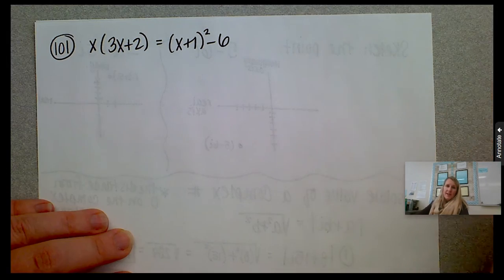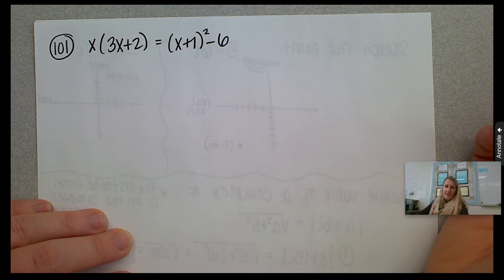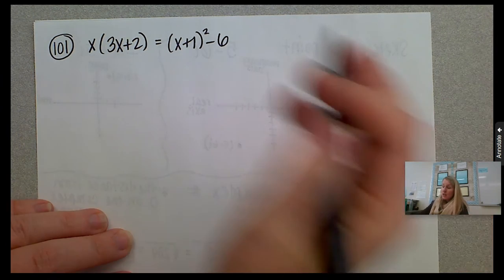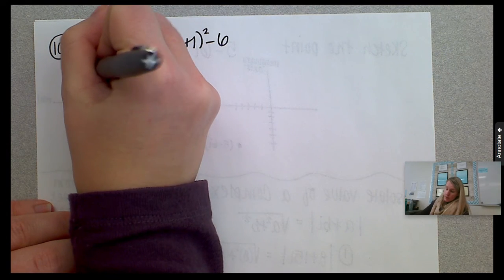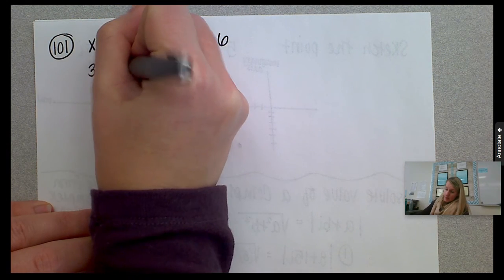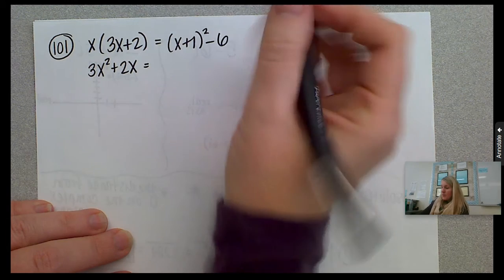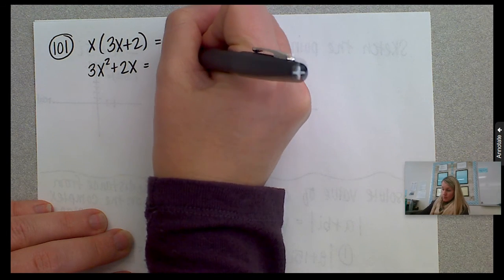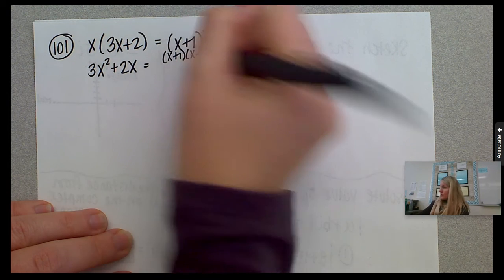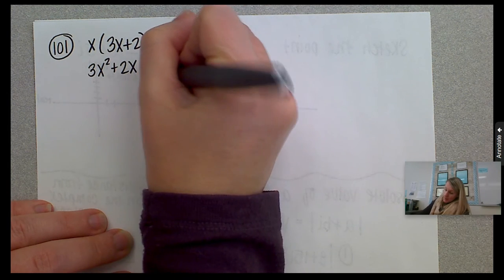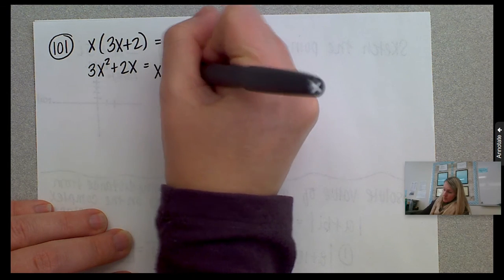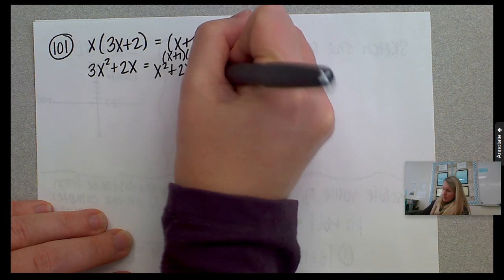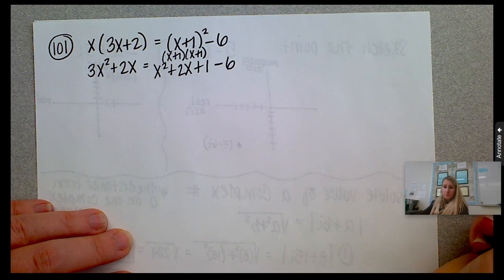So we said, okay, we're gonna solve, but I can't really solve yet because there's just too much going on. So we're gonna do some simplifying. On the left side, I'm gonna distribute. I'll get 3x squared plus 2x. On the right side, please remember what (x plus 1) squared means. It means (x plus 1) times (x plus 1). So I'm gonna have to distribute that out. I would get x squared, and then plus 2x plus 1, and then minus 6.